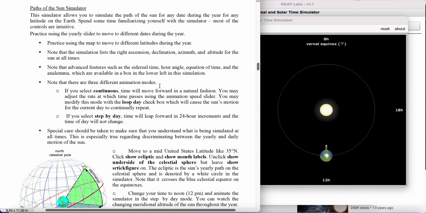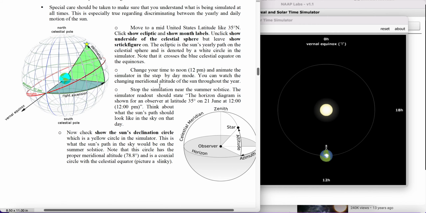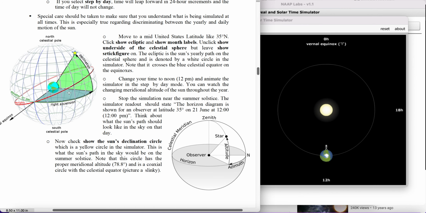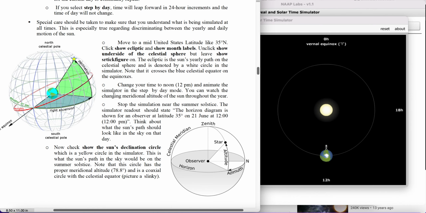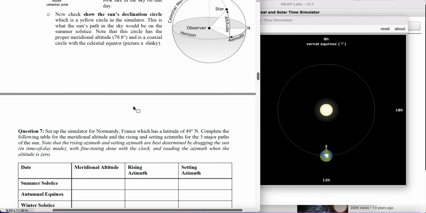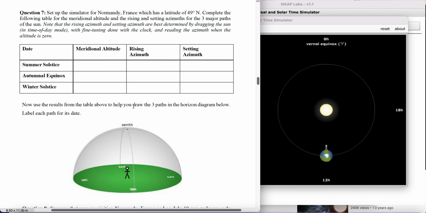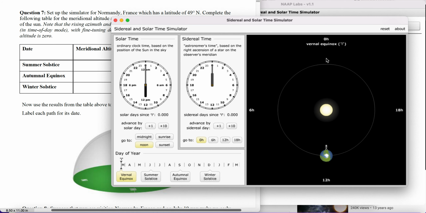So this first page here is all background information, which I already kind of jumped ahead and talked about some of the key things, the ideas of azimuth and altitude, as well as right ascension and declination. But there's some more information here too, which of course I highly recommend you read over. But let's take a look at question 7. We're going to set up the simulator for Normandy, France, which has a latitude of 49 degrees. That's one thing that we're going to do quite a bit in the simulator: take a look at the different locations, vary those locations, and then look at what we can observe.